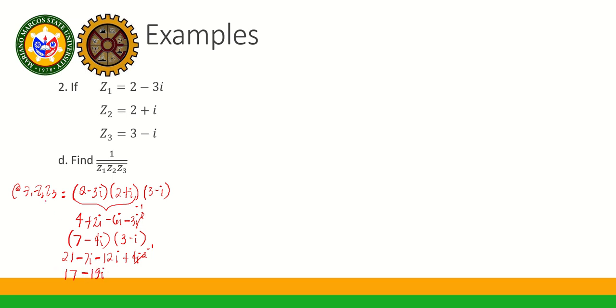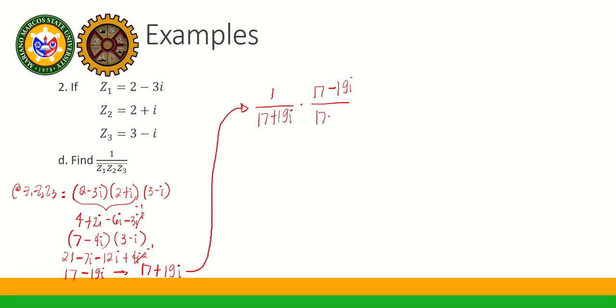So ito ngayon yung product ng ating tatlong complex numbers. And if we get the complex conjugate of this one, this will be 17 plus 19i. Okay? Okay, so from there, pwede na tayong mag-proceed dito sa operation na to. So, we have 1 over 17 plus 19i times 17 minus 19i over 17 minus 19i.